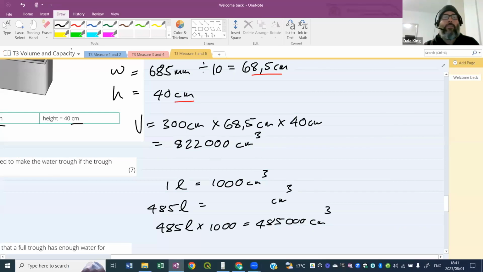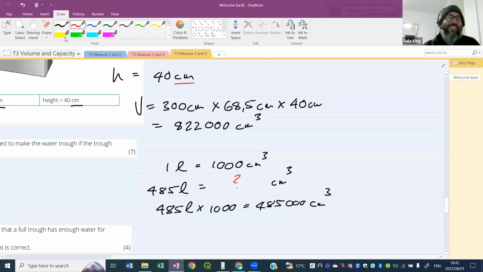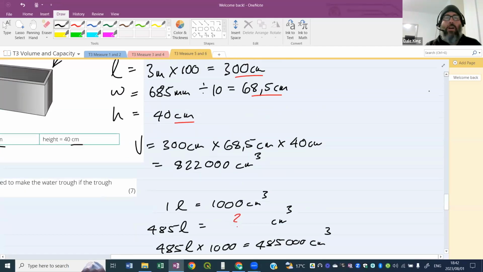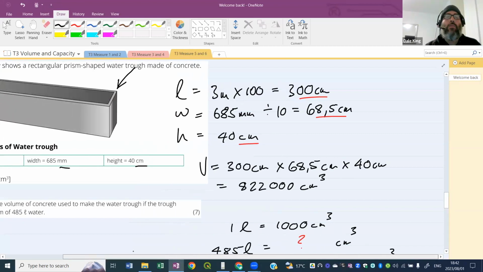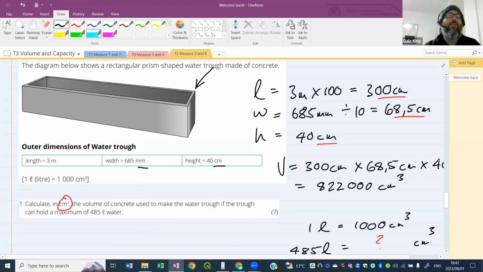So after this, we're going to say 822,000 minus 485,000. You've got to tell me why we must minus that, because there are people listening who are like, why is she minusing these two numbers? Just explain to us. We're looking for the liters of water, so they all contribute.